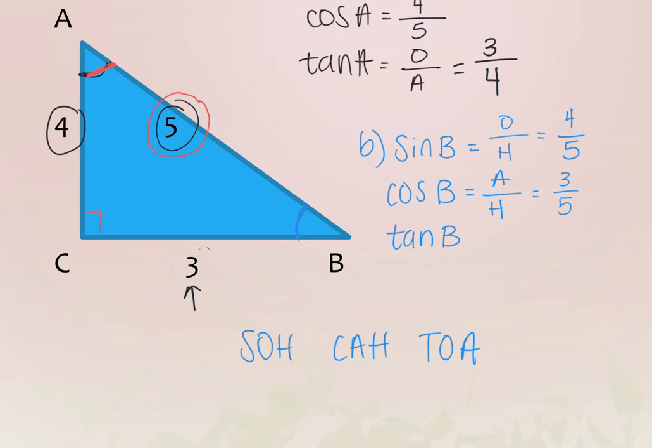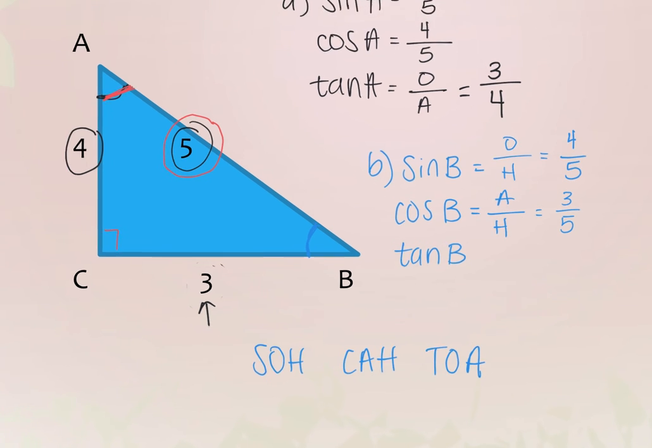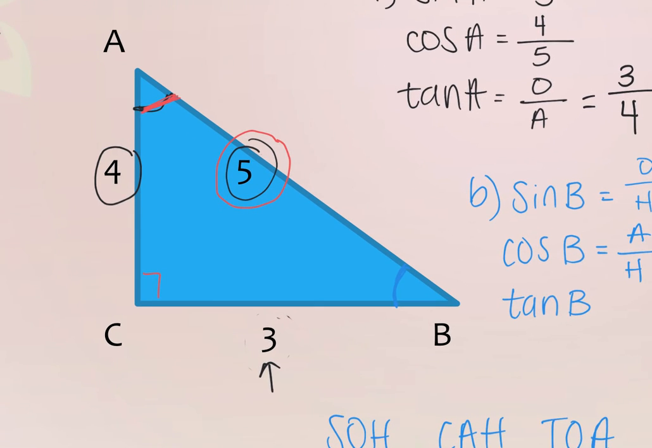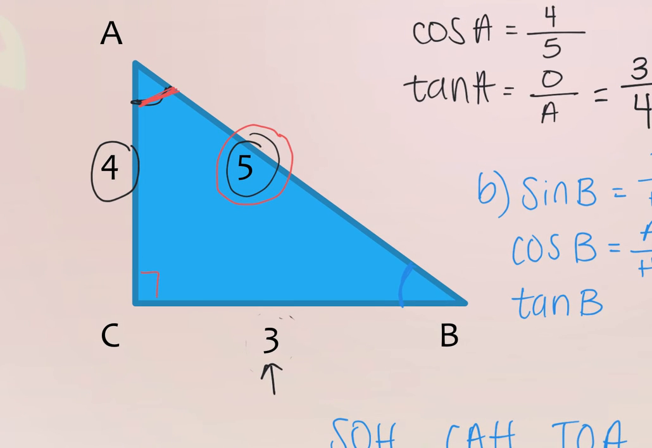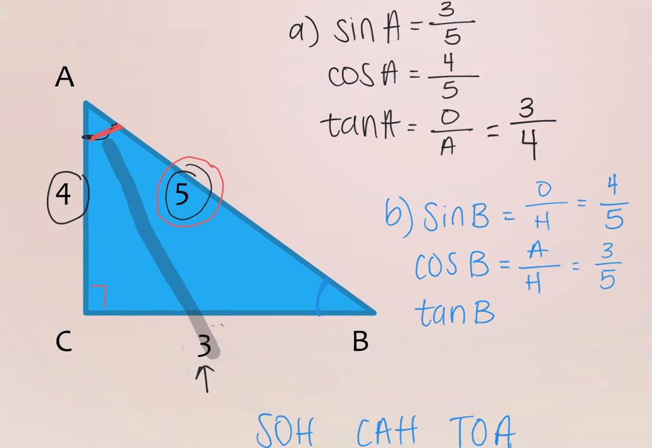I have a quick question. Go ahead. For tan A, why was it not 4 over 3? Because isn't it opposite over adjacent? Yeah, because angle A, right? What's opposite angle A? Do you see how it starts with the opposite?